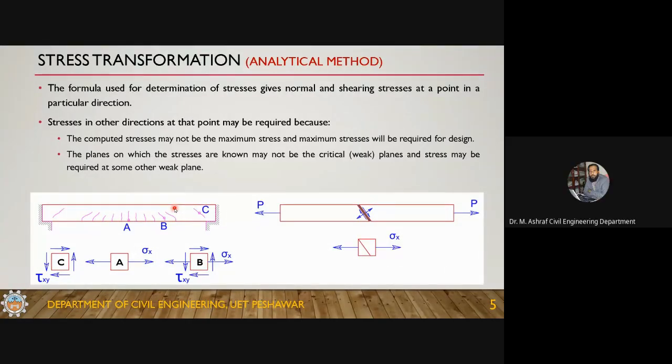Sir, where can we find such a point which is subjected to a lot of stresses and a lot of forces? Can we apply that here?